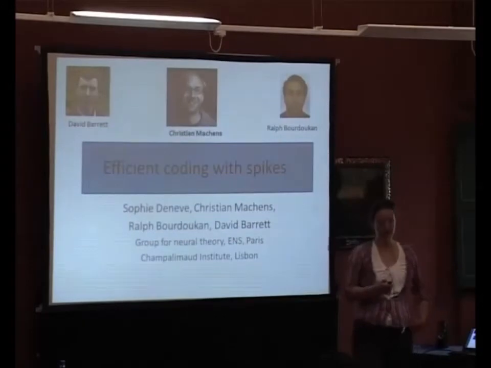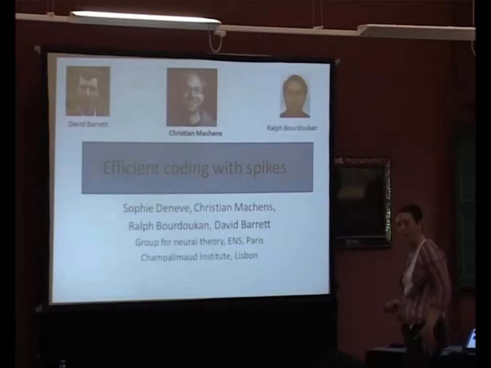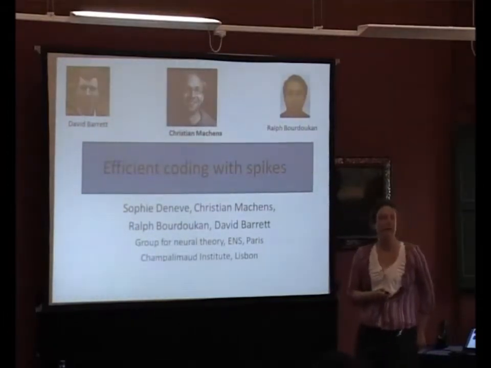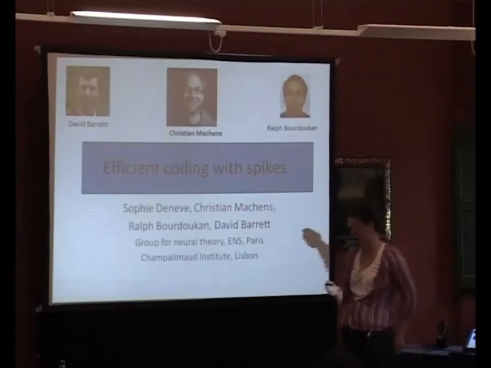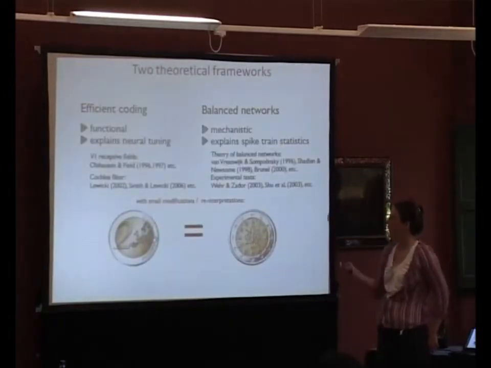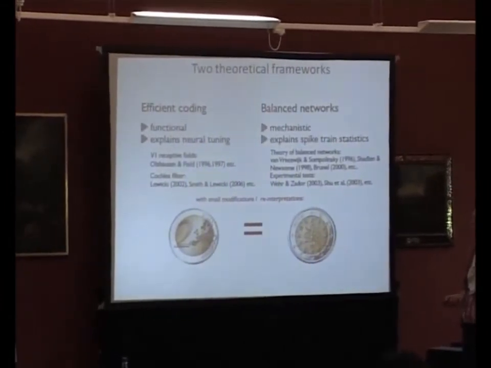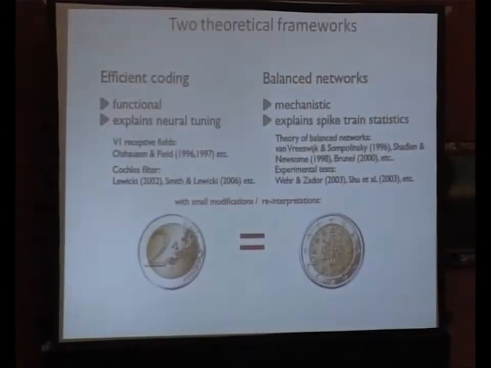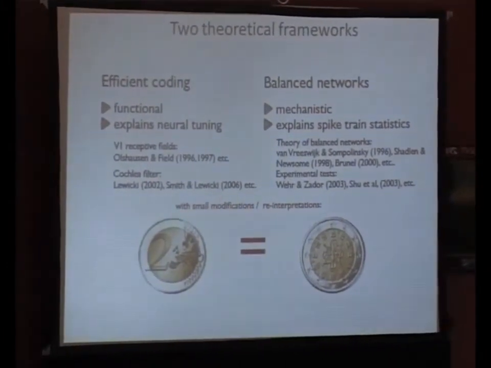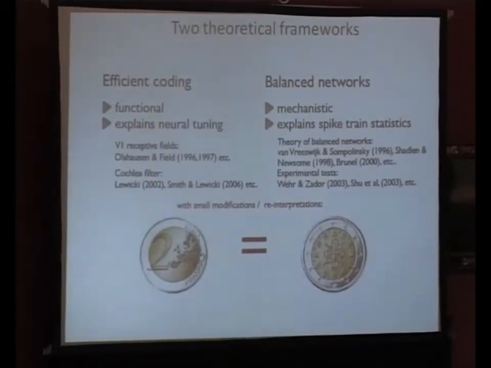Hello. So I'm going to speak to you about basically the rest of the story, about efficient coding with spikes and what this implies for the statistics of spike trains, and exactly what signal and what's noise in a population of spiking neurons. So you've already seen this slide. What we show is that there is actually an equivalence between representing information efficiently and setting up a balanced network in order to explain the spike train statistics.